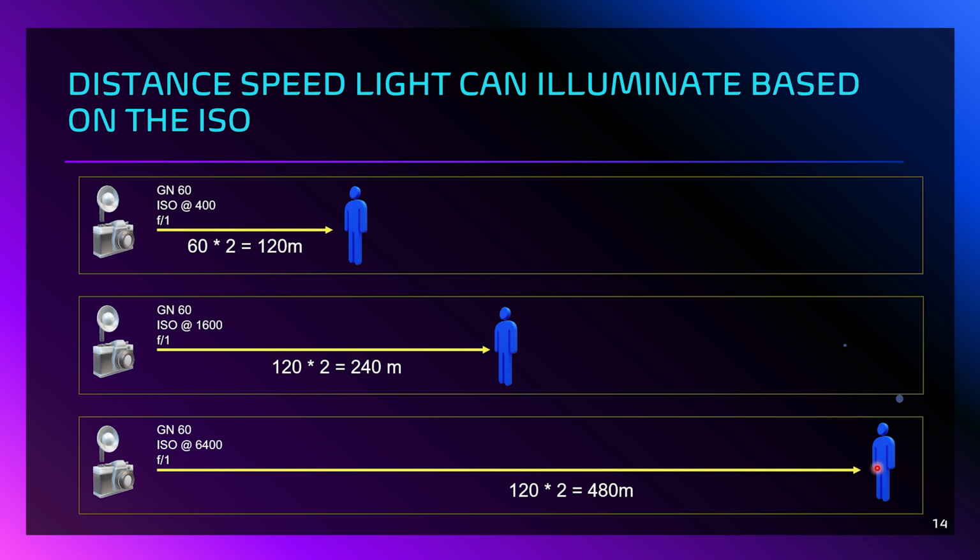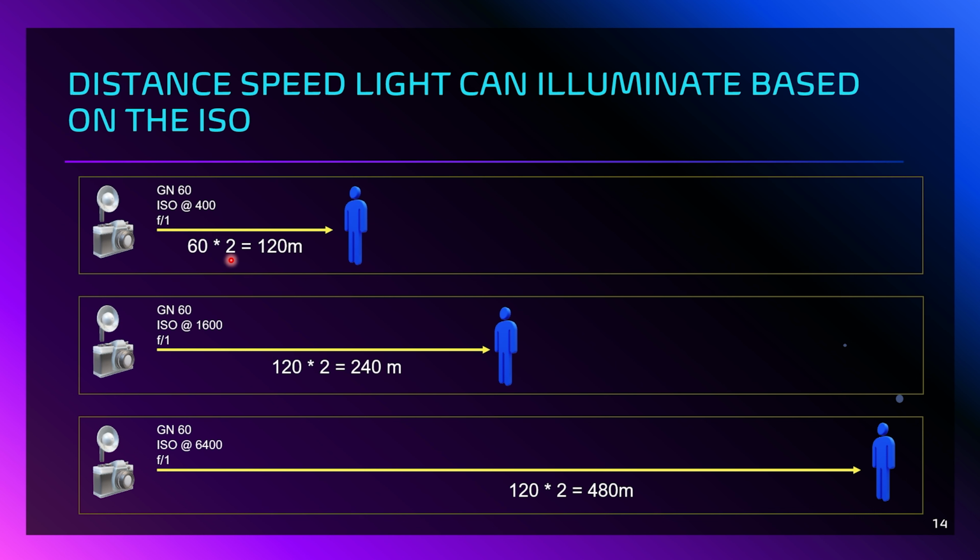This diagram explains the distance a speedlight can illuminate based on the ISO. So in the previous diagram, when we were increasing the aperture, the distance was reducing. But here we are keeping the aperture the same and we are increasing the ISO. So you know that at ISO 100 at f-value 1, we were able to illuminate a subject at a distance of 60. We saw it in the previous diagram. But here we are now at ISO 400 and the flashlight is still at the same power, full power. We are using aperture 1. The flash can illuminate the subject at a distance of 120 meters.